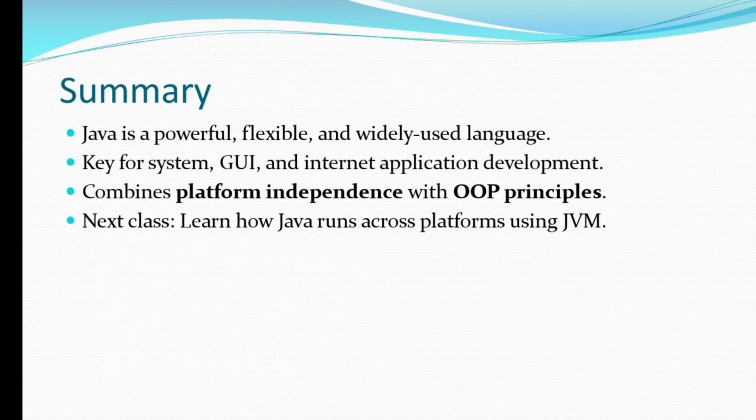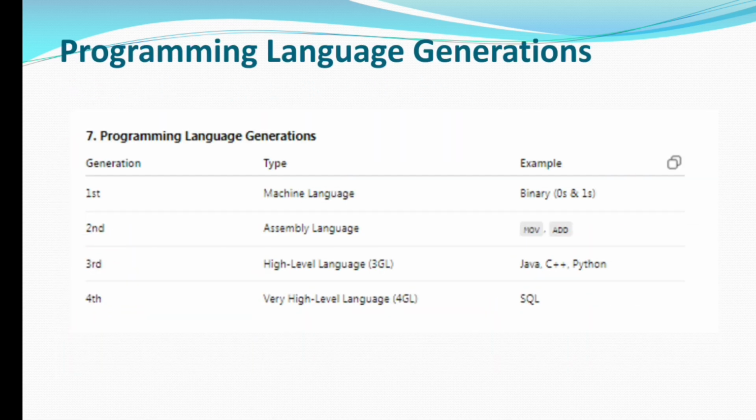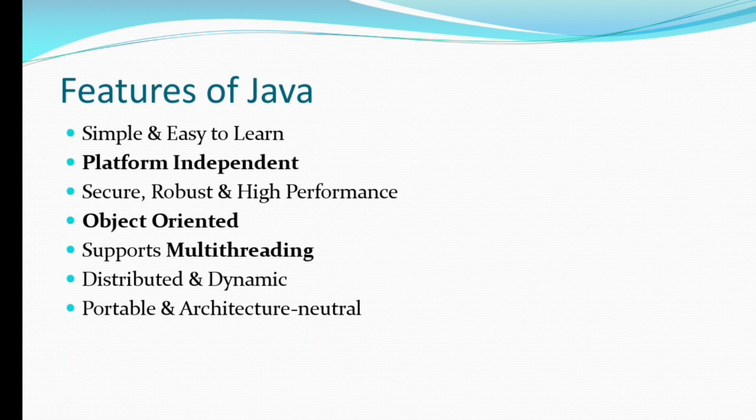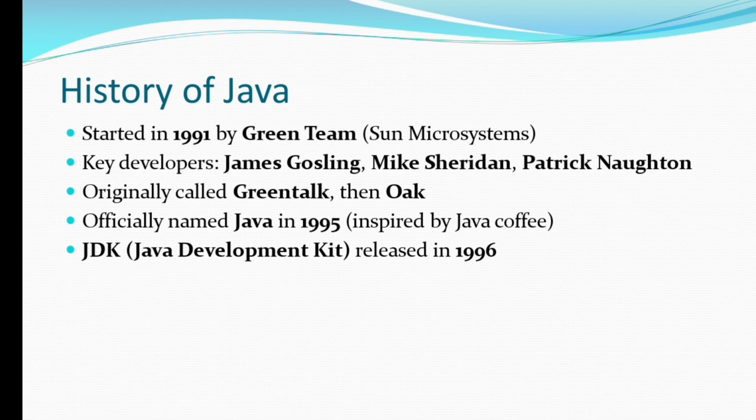JSP is Java Server Pages. So finally, the summary of this class: Java was invented by James Gosling in the year 1991. The first version of Java was released in 1996. The official name Java came in 1995. Before Java, the name was Oak. Later, it was named Java in 1995.